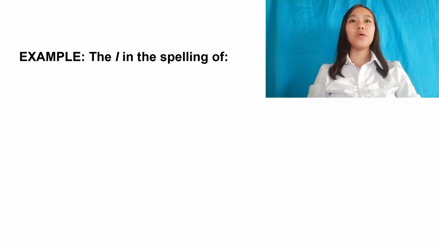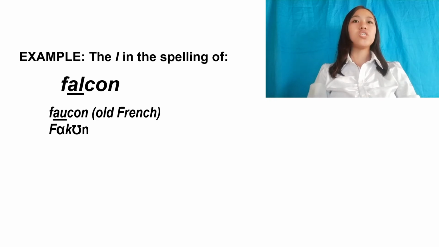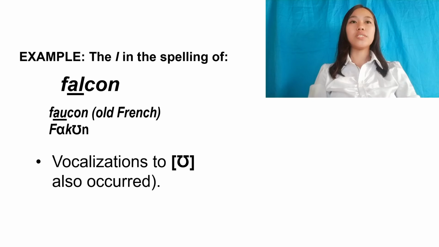A number of post-vocalic L's in English spelling were added because the ultimate Latin sources of the words had an L sound. Ultimately, those added L's came to be pronounced from the new spellings. For example, the L in the spelling of falcon was thus restored from the Latin etymon; modern English faucon, from Old French, in which the vocalization to a short U sound also occurred. Let's state it again. The word falcon was pronounced as faucon, in which the al phoneme was replaced by a short u sound.